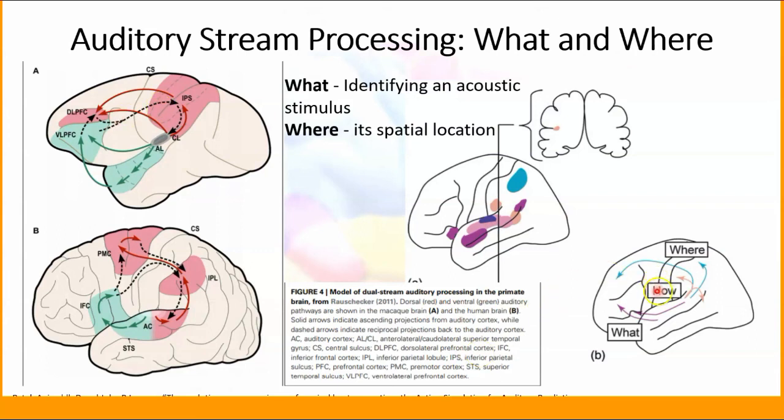For example, you hear someone talking to you and suddenly a piece of loud music comes. The when stream can identify that the speech comes first and the music comes later. The where stream identifies the sound source or location, where the sound comes from in auditory space, from which angle, from the left or from the right.